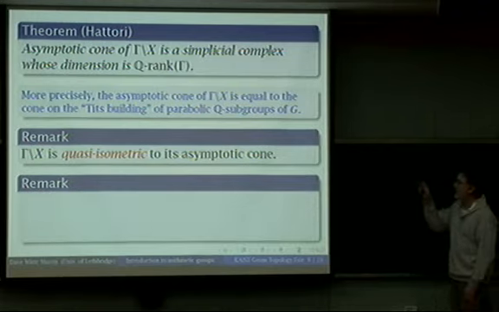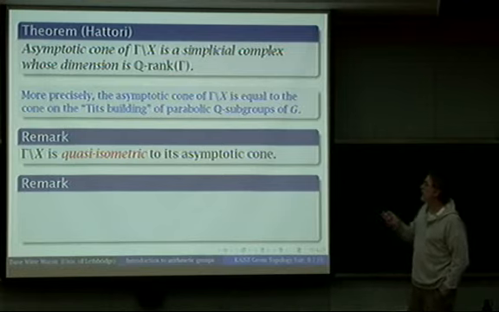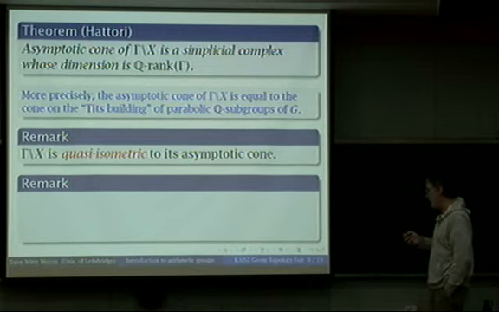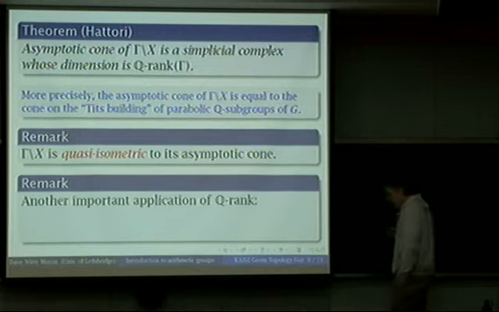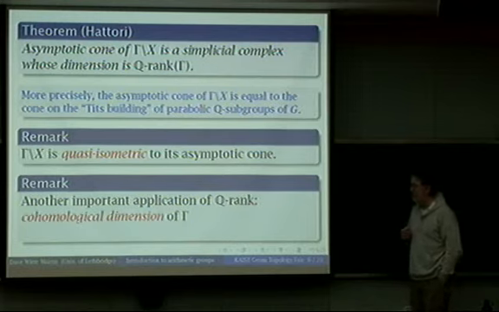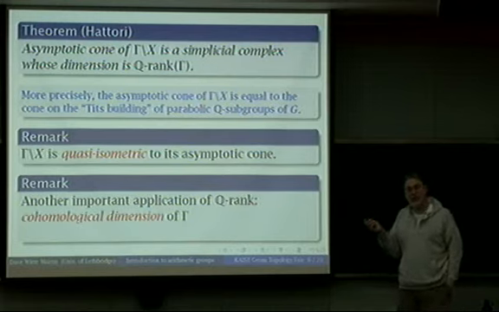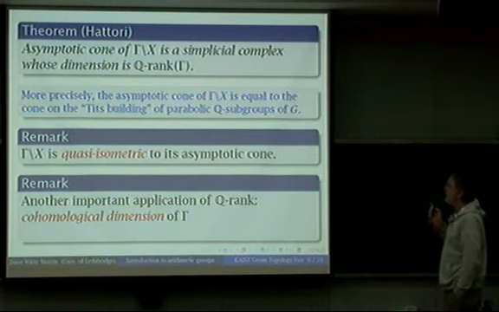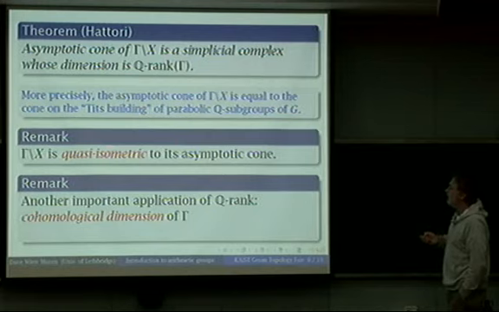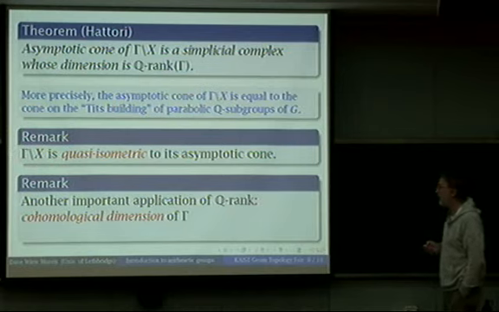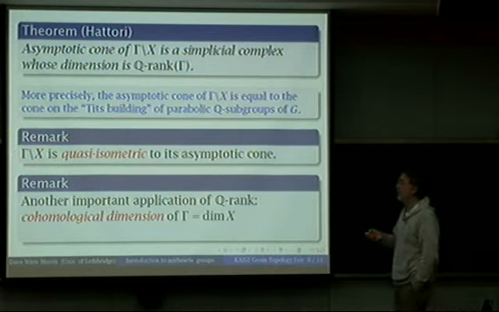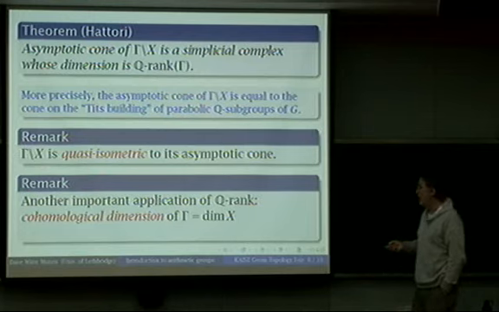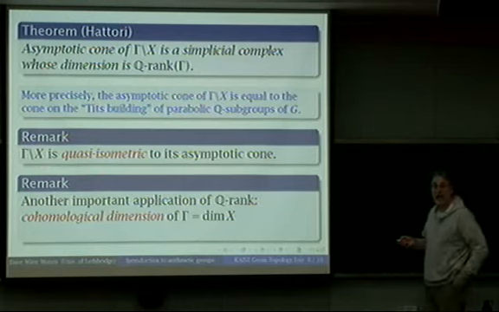And let me just mention, so that's my motivation for why Q rank could be interesting. That's all I'm going to say about Q rank, that it tells you something about the asymptotic cone. But let me mention one more thing about it before I quit. Another reason Q rank is important to geometers is that it tells you the cohomological dimension of your space, the cohomological dimension of gamma. Well, first of all, if our manifold was compact, then the cohomological dimension would just be the dimension of the manifold. So in the compact case, we'd expect to get just the dimension of the manifold, or the dimension of the universal cover. Okay, so this is what you get if your manifold's compact.